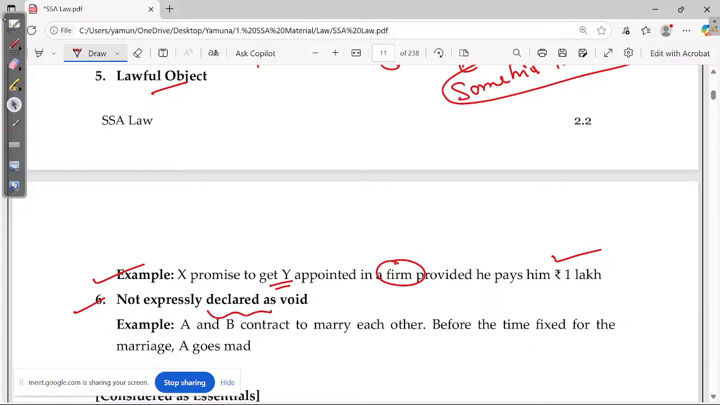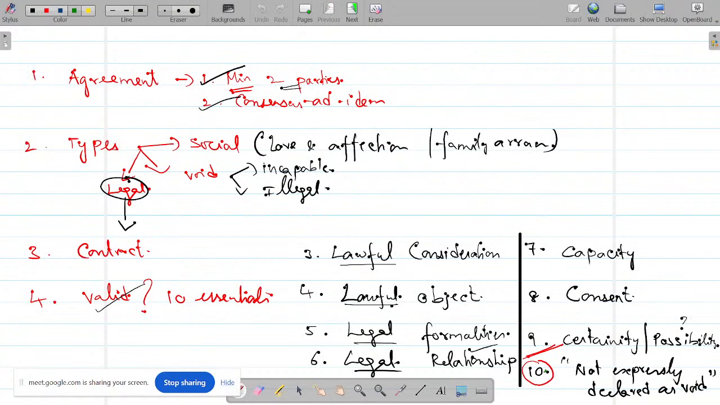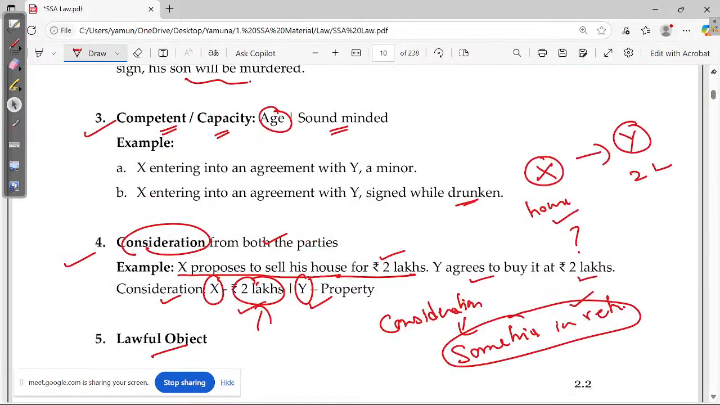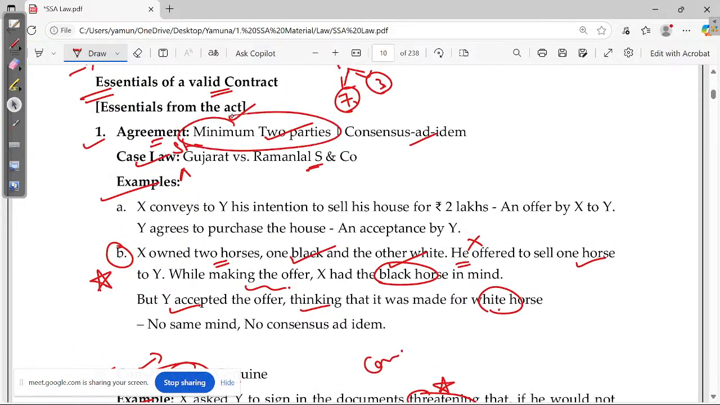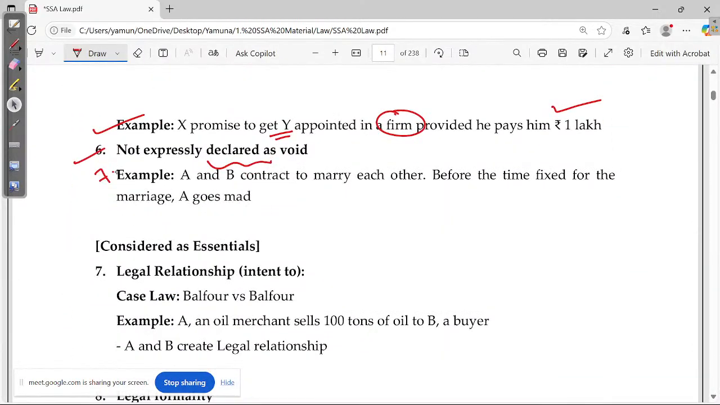See, as per my listing, I did this as a 10th point. You remember? So this was my 10th point. But here it is discussed as the last point under the essentials from the Act. This is the 7th point actually. Why is this the 7th point? I did not do the wrong numbering at all. I am asking why this is the 7th point. Because already we have minimum 2 parties and consensus, which put together will be called an agreement. That's why when we talk about agreement, it is intentionally saying we have 2 points. So as per the numbering, if you check, it will look like 6 points, but here this is the 7th point, not expressly declared as void.